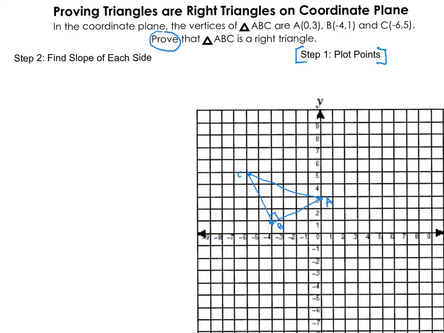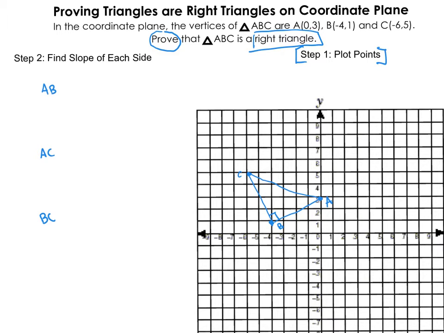We are proving. And to prove that this is a right triangle, what we are going to do is find the slope of all three sides. So we have AB, AC, and BC. We're going to find all three slopes, and then show that two of those slopes are perpendicular. Because if I can show that two lines are perpendicular to each other, then I know that they intersect to make a 90-degree angle, which is the definition of perpendicular. And if I've shown that I have a 90-degree angle, then that proves that it is a right triangle. See the logic here? Hopefully you do.